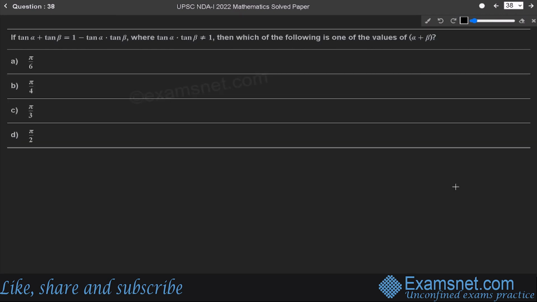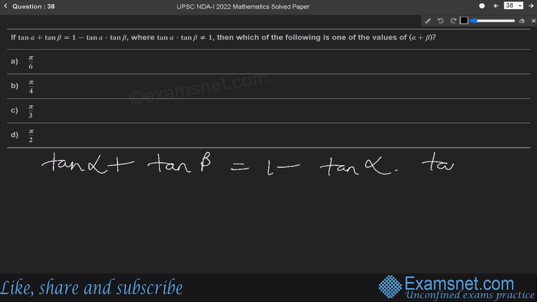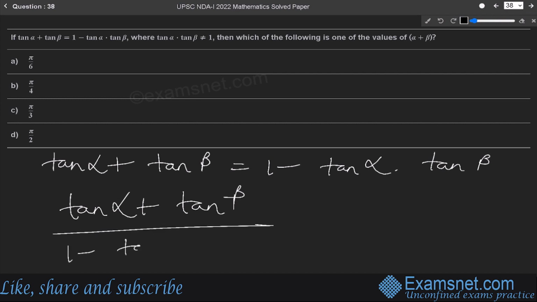Next question is, if tan alpha plus tan beta is equal to 1 minus tan alpha tan beta, where tan alpha into tan beta is not equal to 1, then which of the following is one of the values of alpha plus beta? It is a very simple question. Question is given that tan alpha plus tan beta is equal to 1 minus tan alpha into tan beta. Can you see that this step can form a formula which will be (tan alpha plus tan beta) upon (1 minus tan alpha tan beta). It is the formula for tan of alpha plus beta, and here there will be 1.